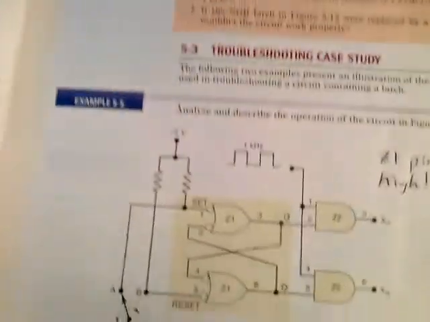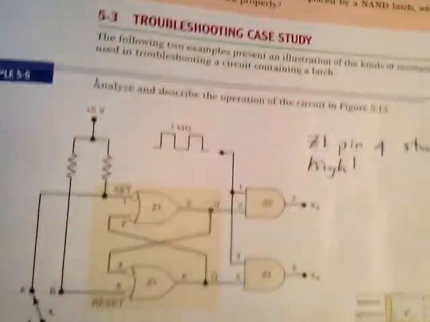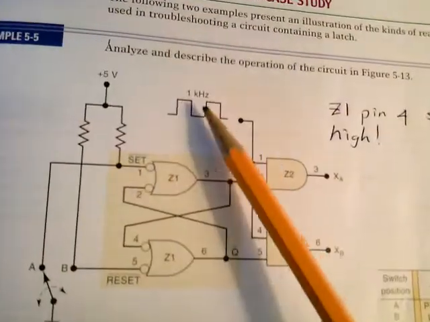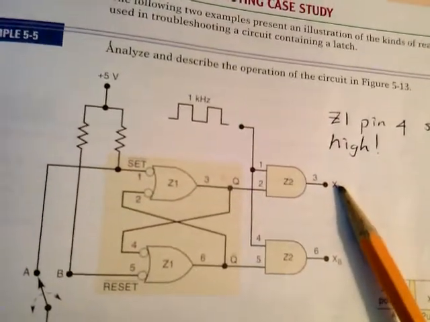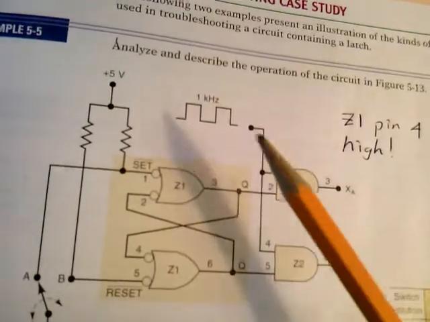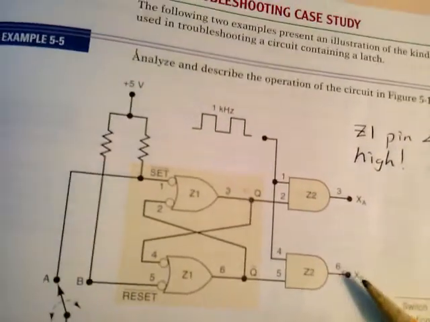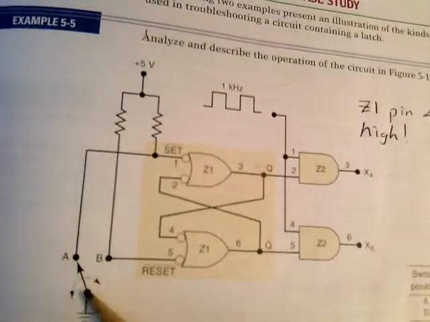Also, the next example, 5.5, really good circuit right here. Explain its operation. Basically, all you're going to do in this circuit is take the 1 kilohertz signal and you're going to pass it through to output X sub A, or you're going to pass it through to output X sub B. And this switch makes that choice for you.